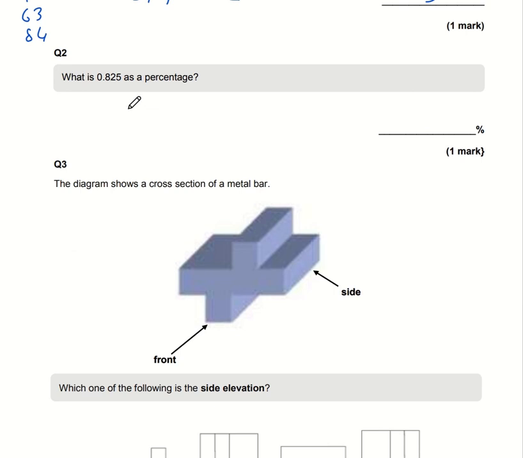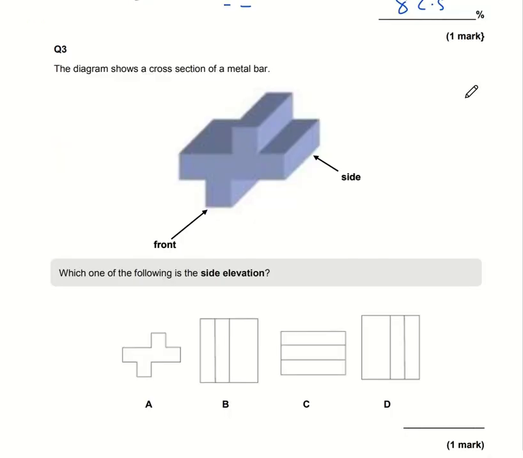What is 0.825 as a percentage? Well, to convert a decimal to a percentage, we need to multiply by 100. So that just involves shifting the decimal point 2 positions, 1, 2. So the answer is 82.5%.